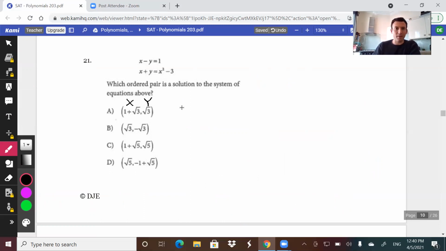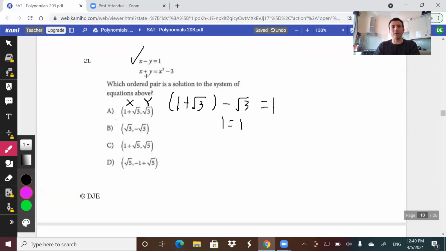So if we go up to this top one, we have 1 plus root 3 for x minus root 3 for y, and that has to equal 1. Well, guess what? Root 3 minus root 3, we get 1 equals 1. So already, with plugging this in, the top equation works. We just have to check and make sure the second equation works. So let's do that right now.